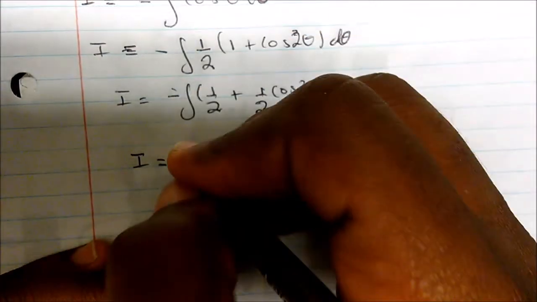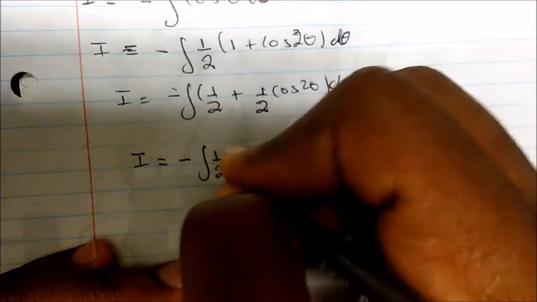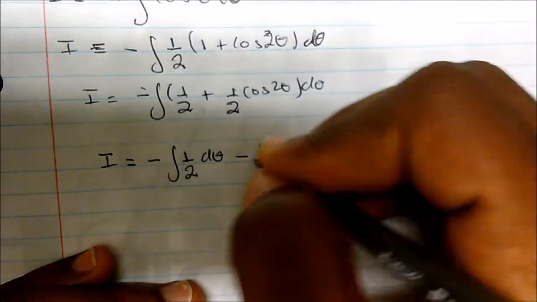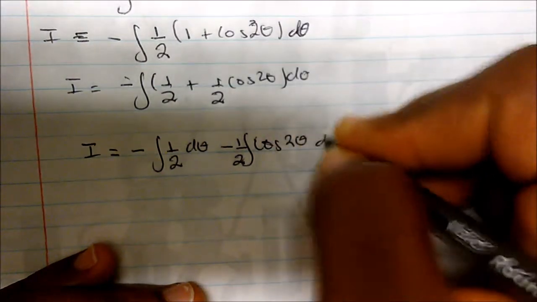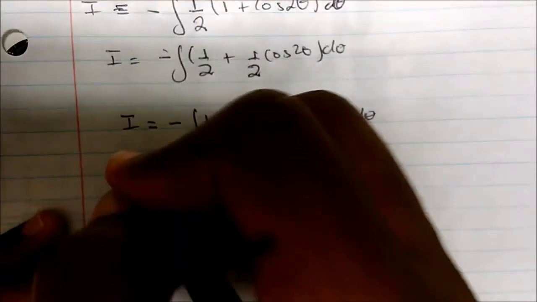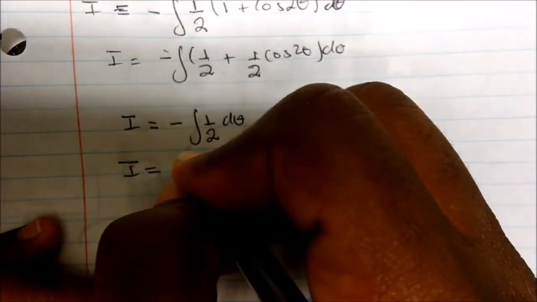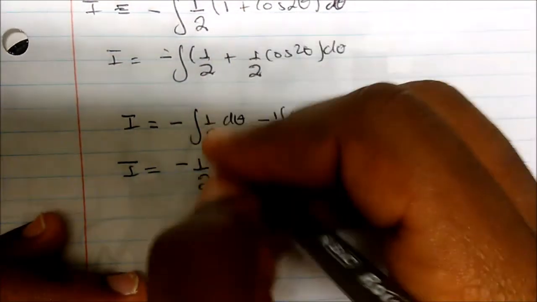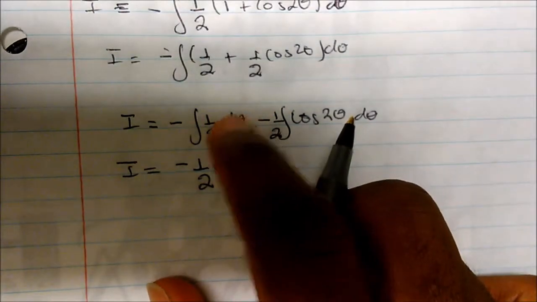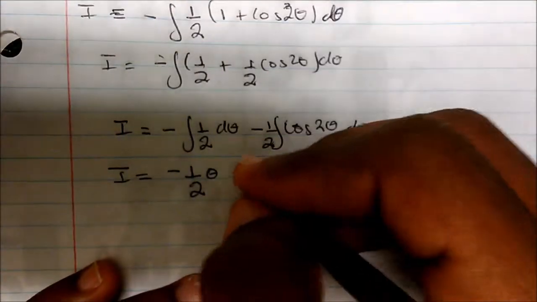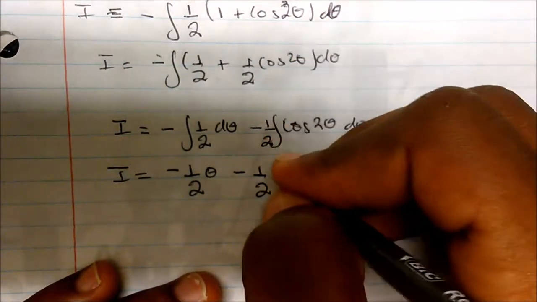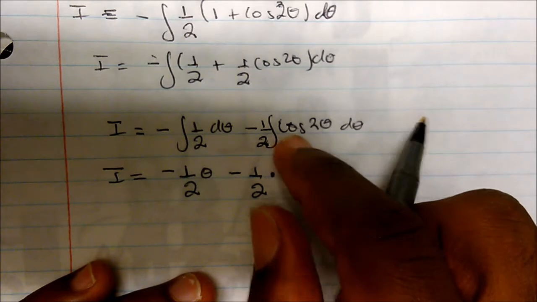Now, if I distribute my integral sign, this becomes negative the integral of 1/2 d theta. I also had to distribute my negative sign, so this becomes negative the integral of 1/2 cosine of 2 theta d theta. And so when I integrate this, this becomes negative 1/2 theta, because if we factor out a 1/2, we just have 1 here. So this becomes negative 1/2 theta minus 1/2 times the integral of cosine of 2 theta.